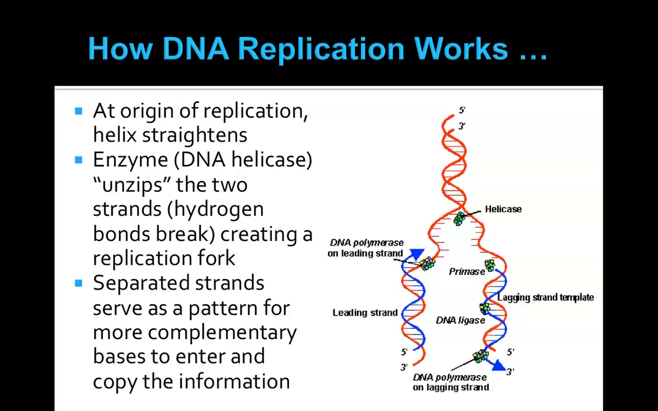Once we separate those strands, these strands can act as templates for us to copy the information. So if I know I have an A here, then I know I have to bring in a new T to match it. Or a C here, then I have to bring a G in to match. And so they really serve as a template for us to make that new molecule, which is a clever way that DNA in and of itself is designed.